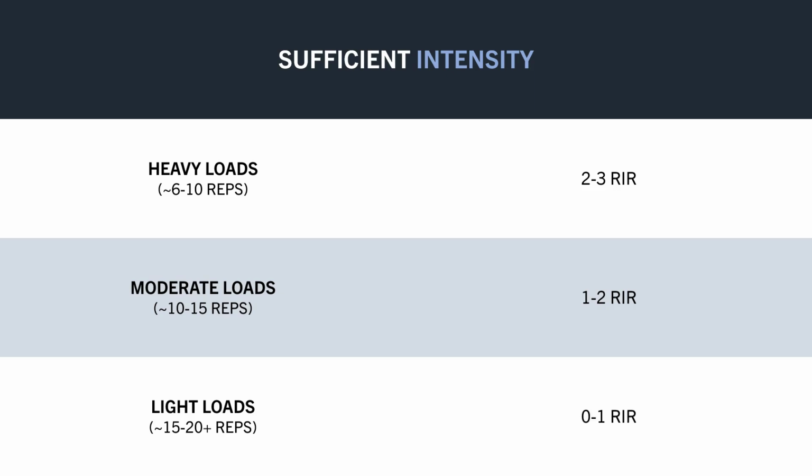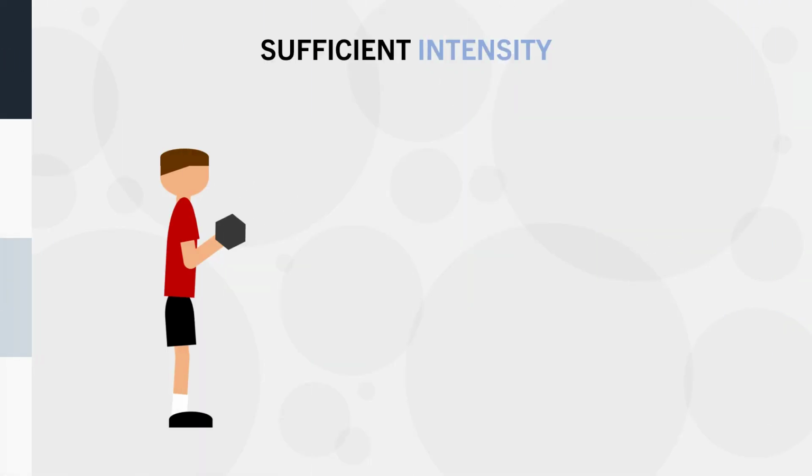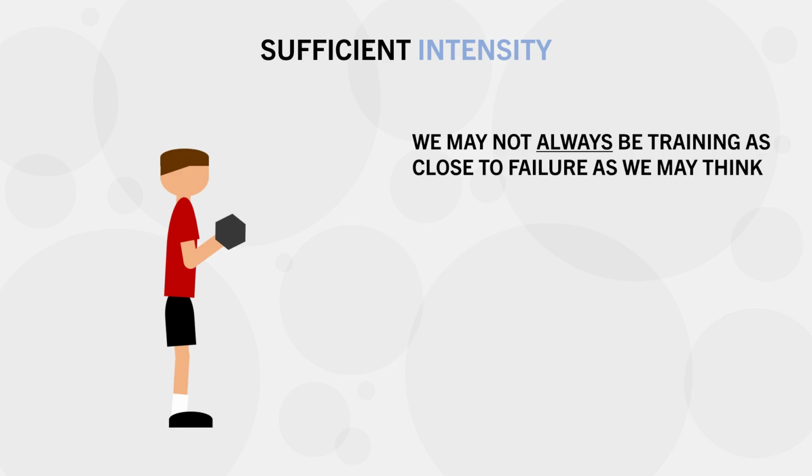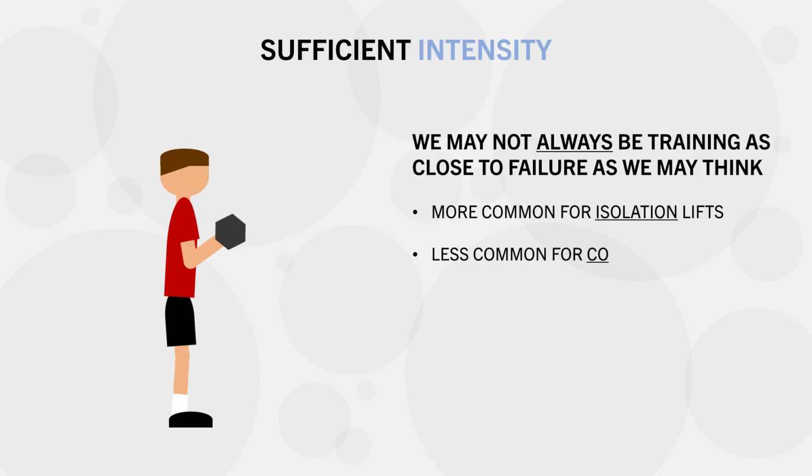While we all think that we are training close to failure, oftentimes we may not be as close as we think. This is usually the case for more isolation type lifts, like bicep curls or calf raises, rather than free weight compound lifts like the squat or bench press. Sometimes when the repetition speed starts to slow down, we perceive this as being very close to failure, and we may end the set there. However, we often still have multiple good quality reps left in the tank that we haven't tapped into yet.